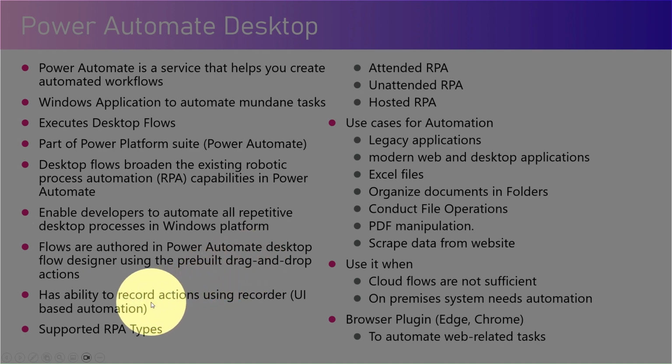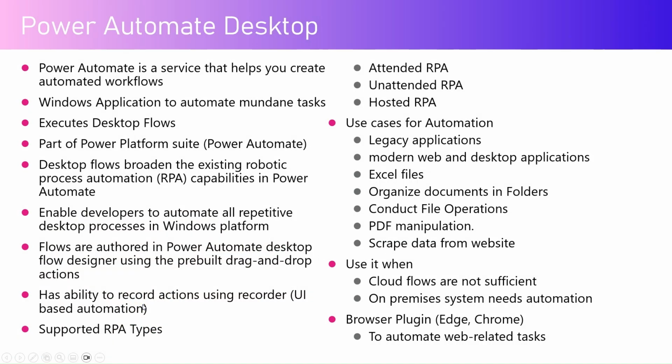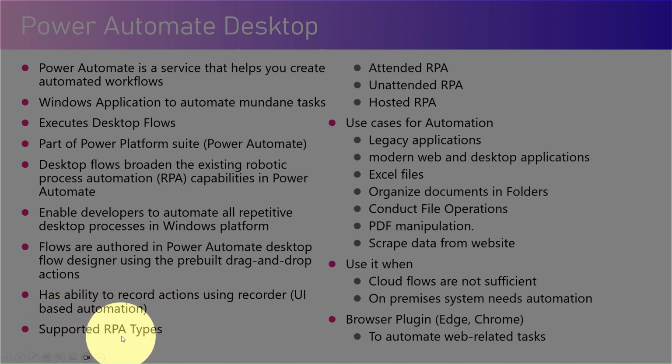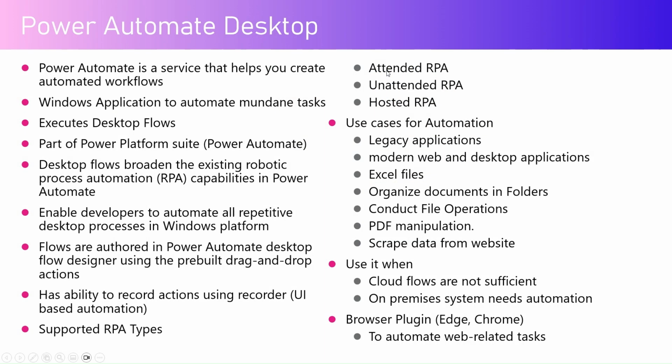It has the ability to record actions using UI-based automation. So there is a Windows recorder within the application, which allows you to record some actions. Now, there are different RPA types supported by Power Automate Desktop: attended RPA, unattended RPA, and hosted RPA. I'm going to cover these in future videos, but for the time being, you can just assume that these are RPAs which can either be triggered by a human or automated using some system processes.